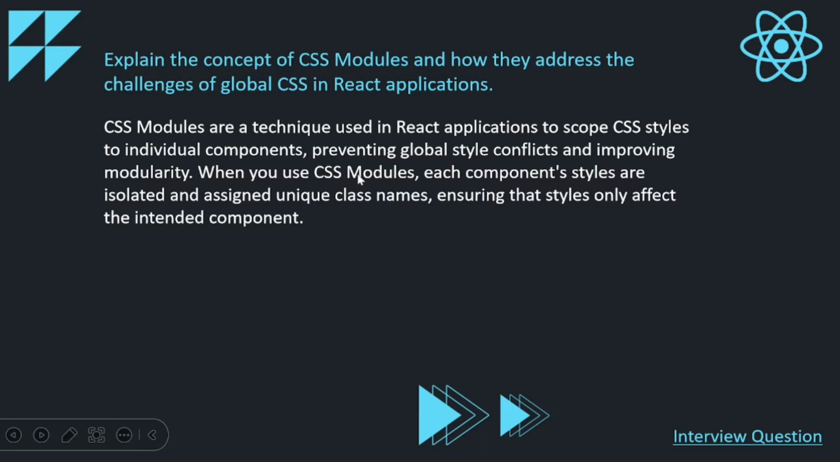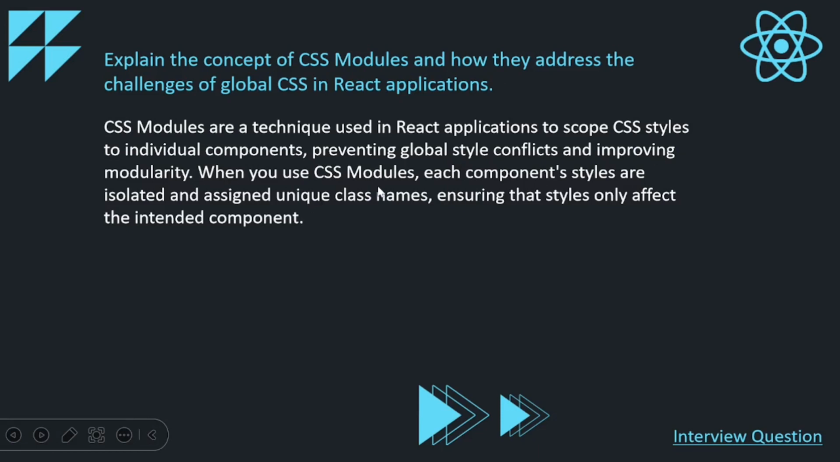CSS modules are a technique used in React applications to scope CSS styles to individual components. So this is very important. In this way, we are applying specific CSS properties to an individual component, preventing global style conflicts and improving modularity.